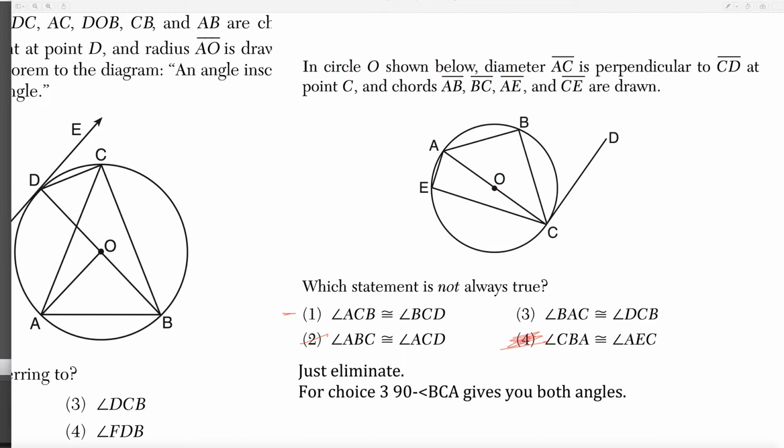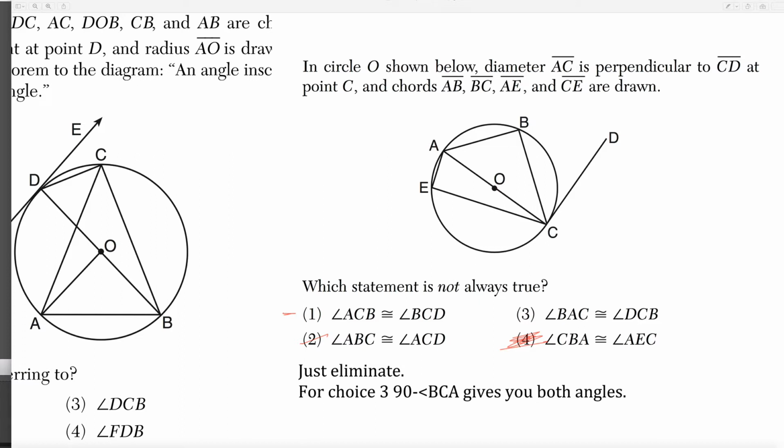That's most of what I want them to get out of it. Now, to get more, I said for choice 3, 90 minus BCA gives you both angles, so let's see why that's true. BAC, how is that 90 minus? I think I meant for choice 1. Let's see, ACB. Right, good, he's right.